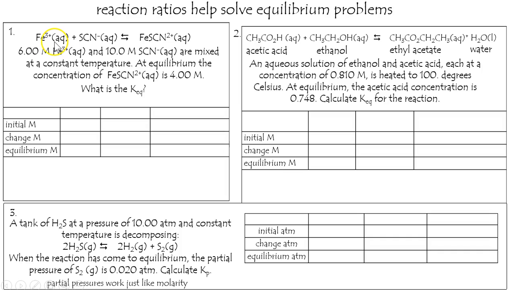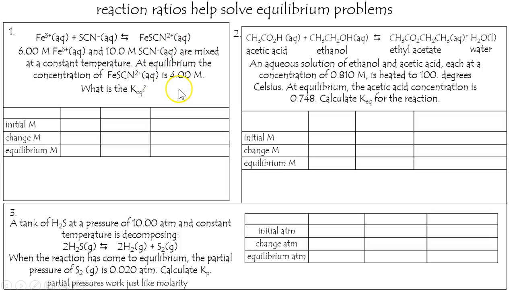Okay, here's a problem. We've got some iron ions reacting with thiocyanate ions to make a combined ion known as an iron thiocyanate dication. Fine. And we have some initial conditions. The iron 3 plus is 6 molar. The thiocyanate is 10 molar. Mix them together, let them go to equilibrium, and the iron thiocyanate product is 4 molar.